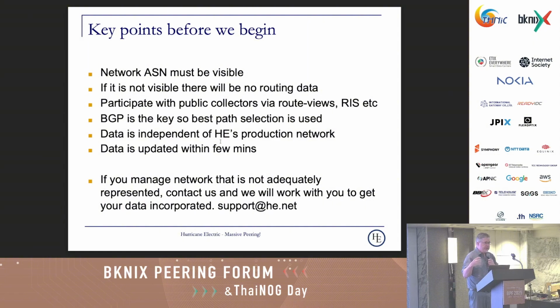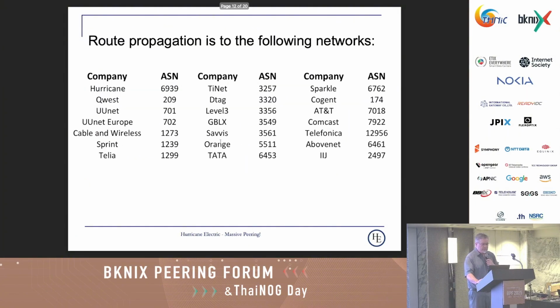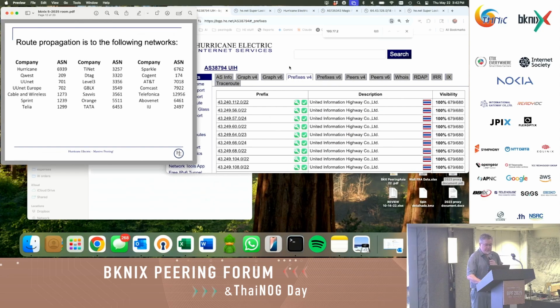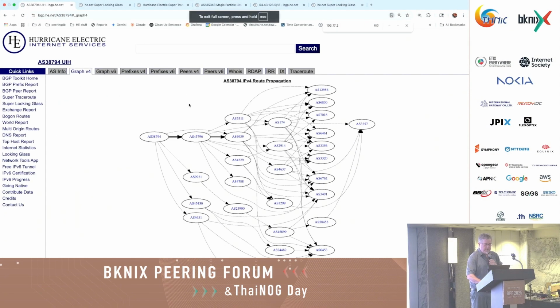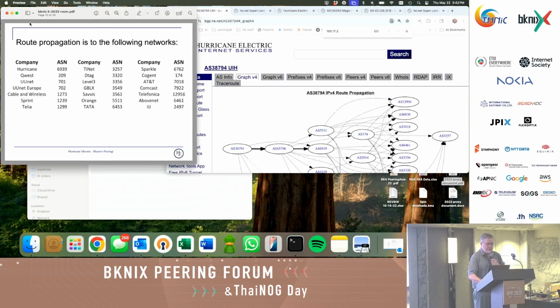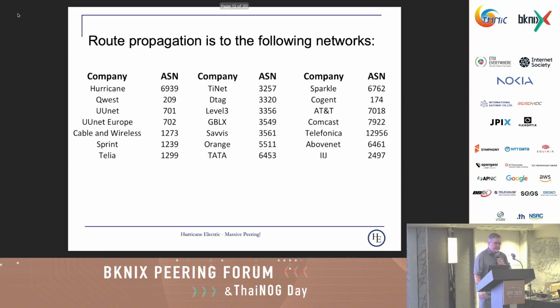This shows BGP from a global perspective, so it'll reflect what the actual BGP table shows. And again, this data is independent of our data, so it doesn't reflect our data. If you see something that's kind of messed up, just drop an email to support@he.net and we'll take a look at it. This is something I've never shown before. If you go to bgp.he.net and you look at this graph, this shows the propagation to the networks that we believe are important, which are these guys. Cool? Cool.